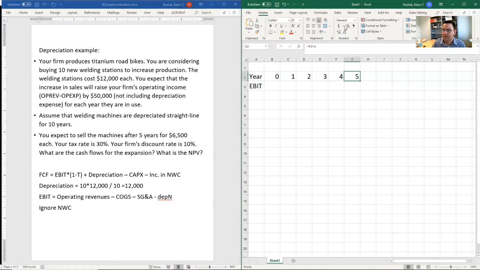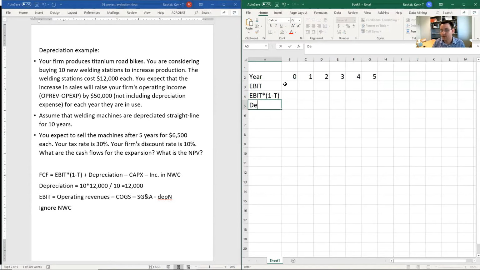Everything wraps up in 5 years, so I'm going to draw out the cash flows from years 0 to 5. You're going to sell these things in 5 years, so then we're done. We need to walk through our free cash flow formula. We need to get EBIT, EBIT times 1 minus T, depreciation and CAPX, and then net working capital, which we're going to ignore for the current problem. Put all this together to get the free cash flow.